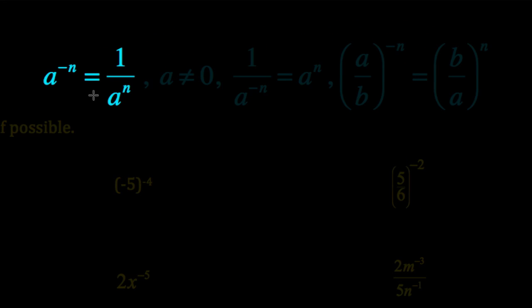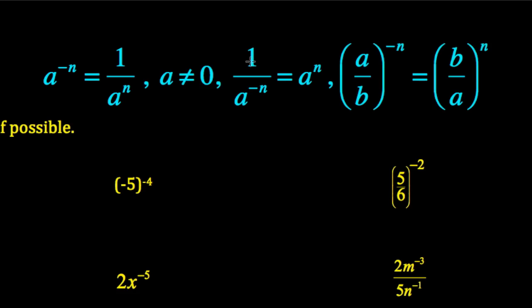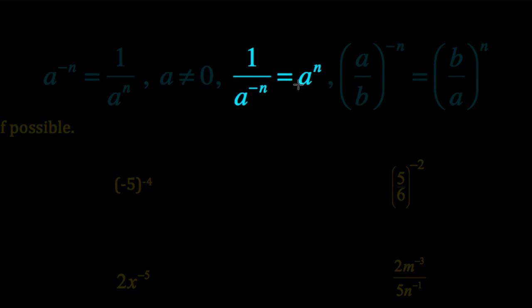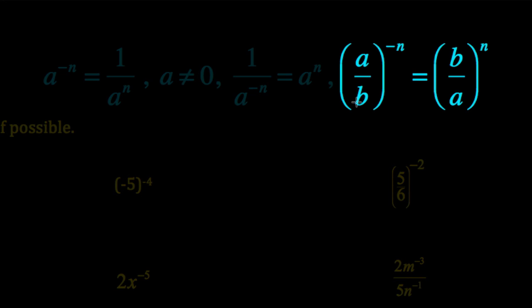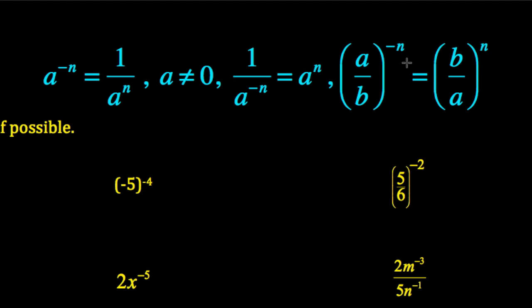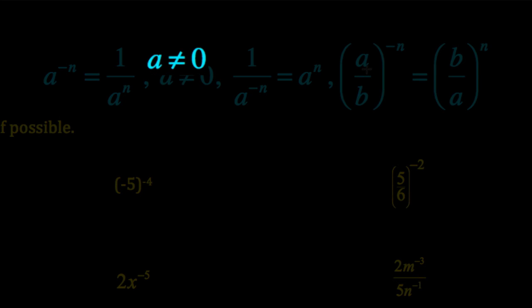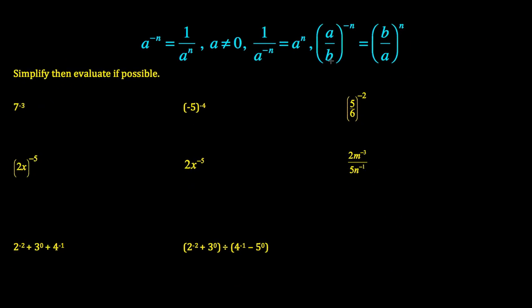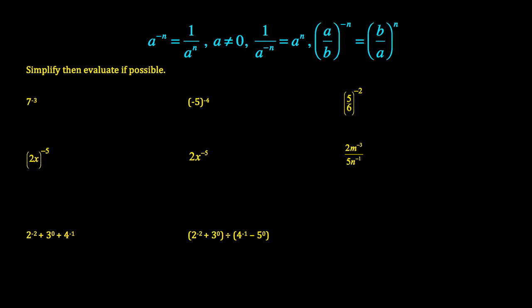A to the negative n equals 1 over a to the n. 1 over a to the negative n is equal to a to the n, and a over b to the negative n is b over a to the positive n. In all of this, a can't be 0, and certainly in the fraction situation, a divided by b, we understand that b itself can't be 0. Okay, here we go. Let's evaluate.